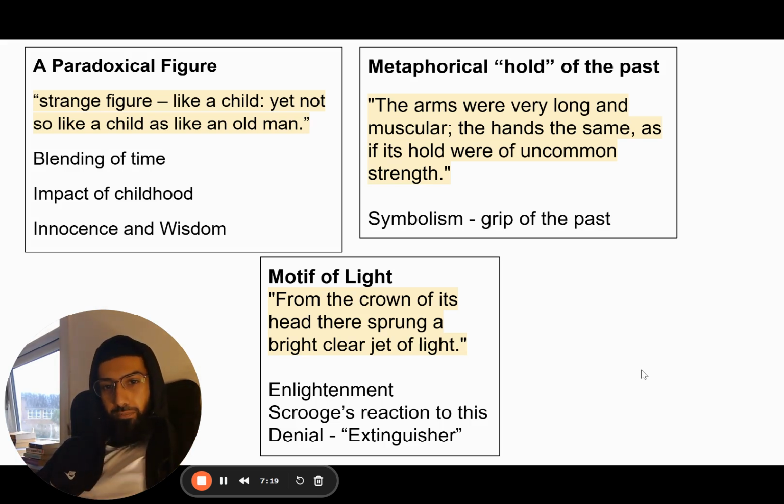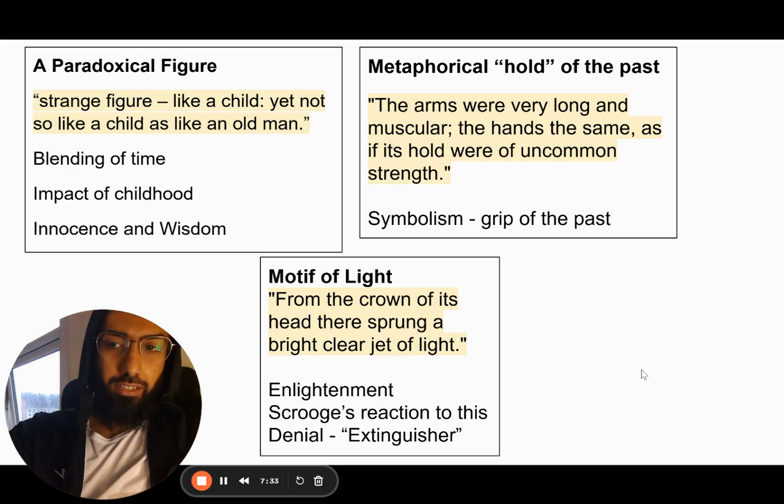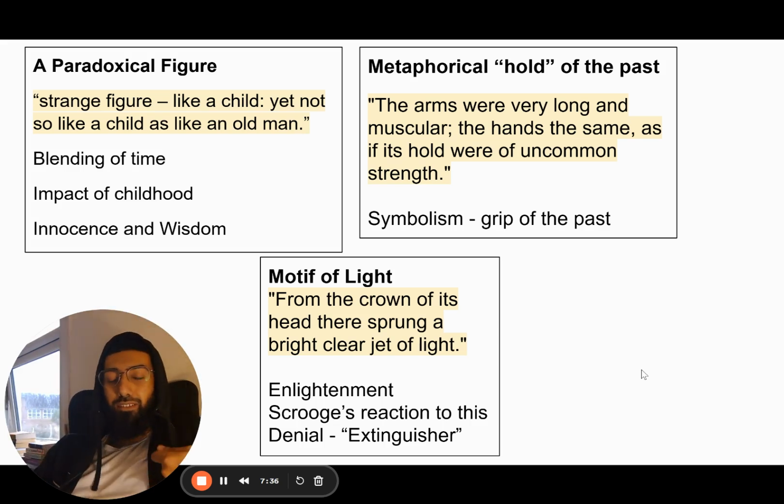And the quote that I picked out is, "From the crown of its head there sprung a bright, clear jet of light." So this ghost is presented with a clear jet of light coming out of its head. So what could that light symbolize? I think one is enlightenment. So this idea that it's about to shed a light on Scrooge's past and illuminate all of these past experiences that have impacted Scrooge and his development.